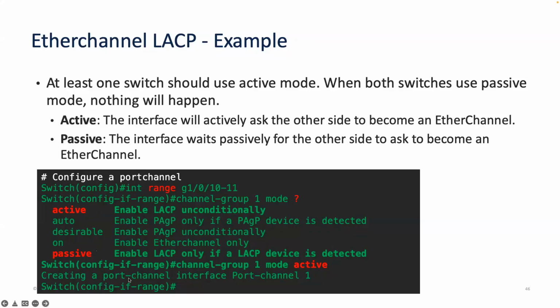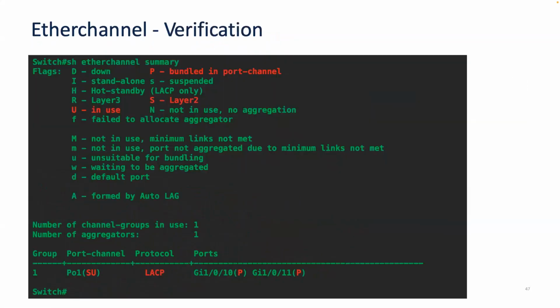So once we select the mode, the port channel interface will be created automatically. You can also find it from the CLI with show interfaces. You can see the interface port-channel 1, right?